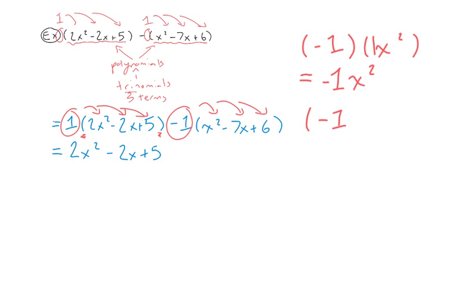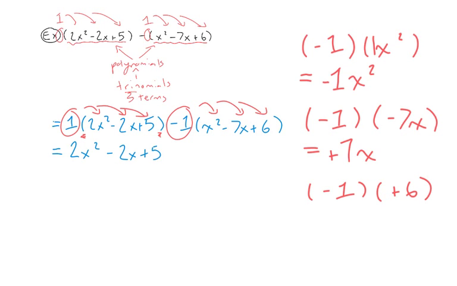Negative 1 multiplied by negative 7x. 1 times 7 is 7, but when you have a negative number multiplied by a negative number, that becomes positive. That x stays exactly the same. We're going to take a look at the last term. We're going to take −1 and multiply it by +6. I'm writing in the positive sign. You actually aren't supposed to, but I'm going to show it anyways. 1 times 6 is 6, and a negative number multiplied by a positive number is going to be negative.